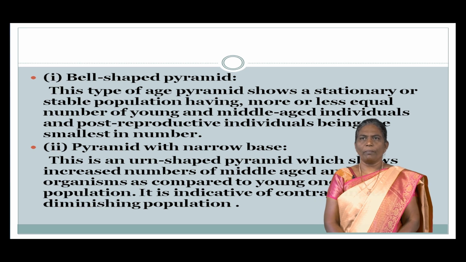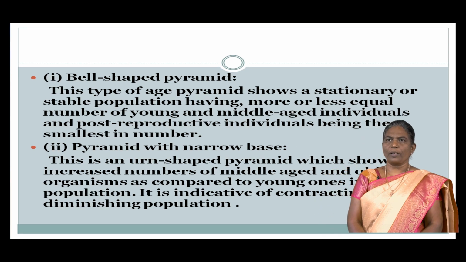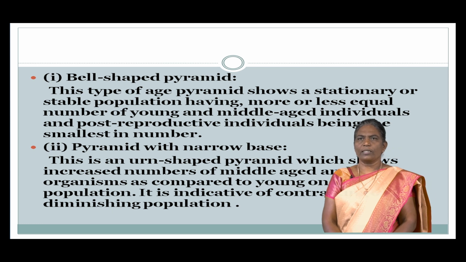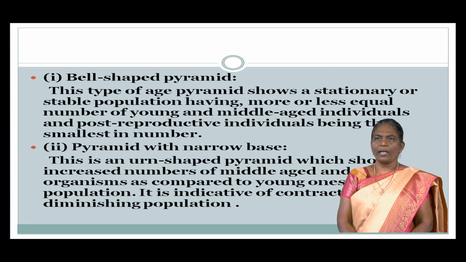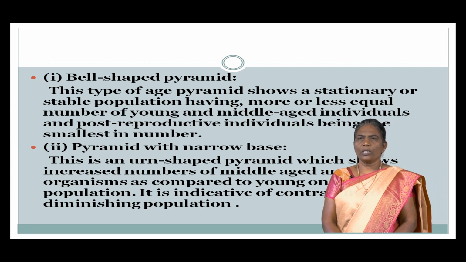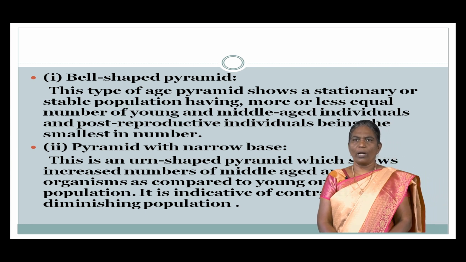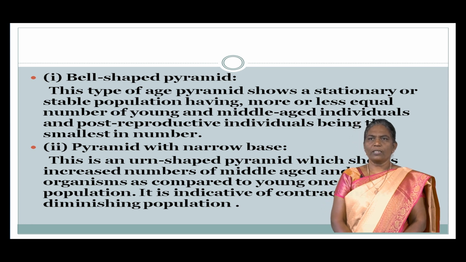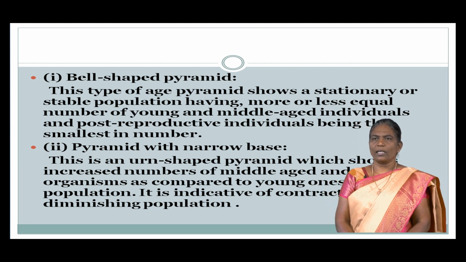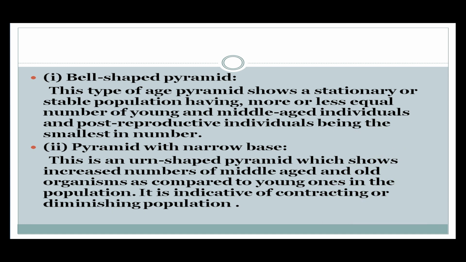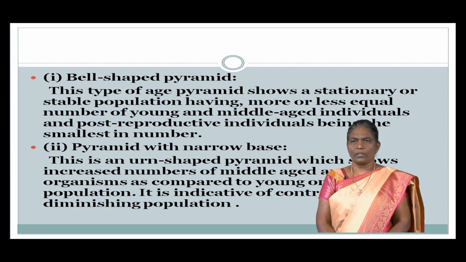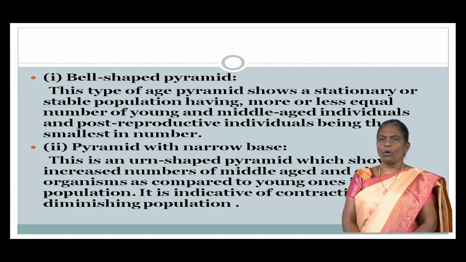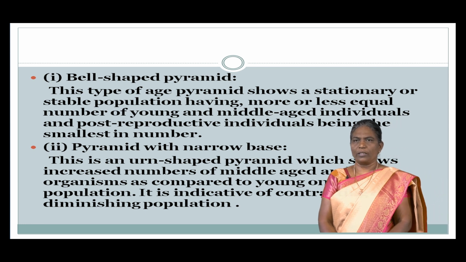Number 1 is about the bell shaped pyramid. This type of age pyramid shows a stationary or stable population having more or less equal numbers of young and middle aged individuals, and post reproductive individuals being the smallest in number. The next one is the pyramid with narrow base. This is an urn-shaped pyramid which shows an increased number of middle-aged and old organisms as compared to young ones in the population. It is indicative of a contracting or diminishing population.